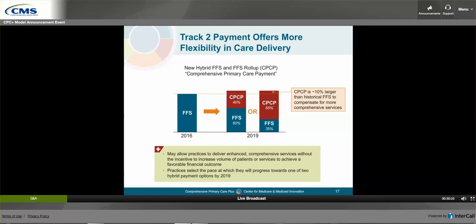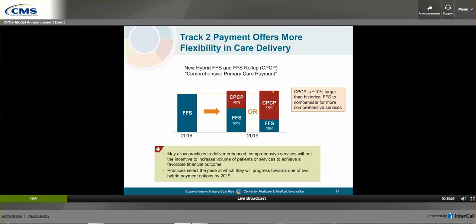Now I'll provide an overview of the third element of the payment design, the hybrid payment, which again applies to Track 2 only. This payment design will support greater flexibility in the delivery of primary care, and we expect this will be particularly helpful for the provision of care to patients with complex needs. Practices will work towards one of 2 hybrid payment options, both around 50-50, which means practices will get around half of their expected fee-for-service up front, and their subsequent fee-for-service billings will be reduced by the amount prepaid.